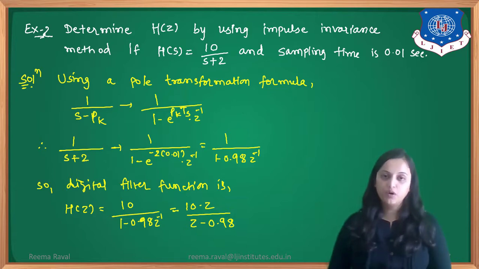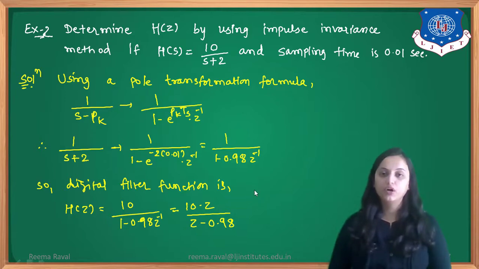Using the pole transformation formula, here only one pole is there, that is -2. We can use this formula: 1 upon 1 minus e raised to pk Ts into z inverse is to be obtained, where pk is -2 and Ts given to us is 0.01. So that will be equal to 1 upon 1 minus e raised to -2 into 0.01 into z inverse, which equals 1 upon 1 minus 0.98 z inverse.